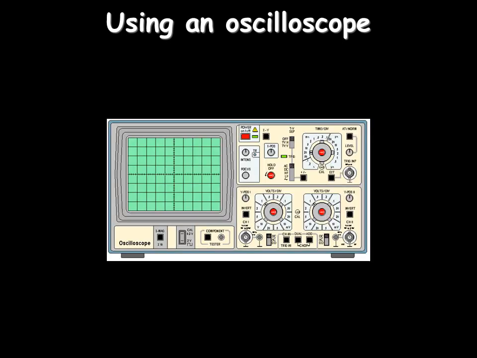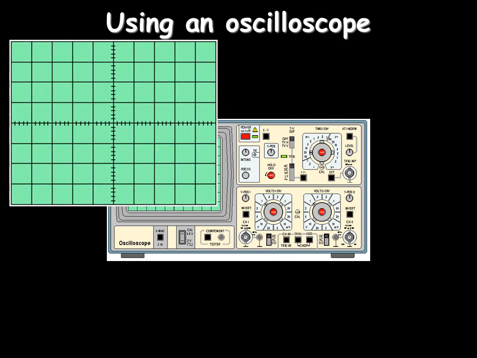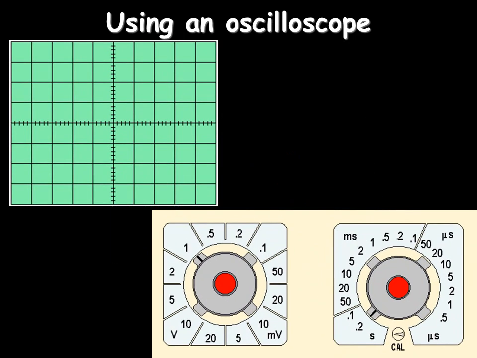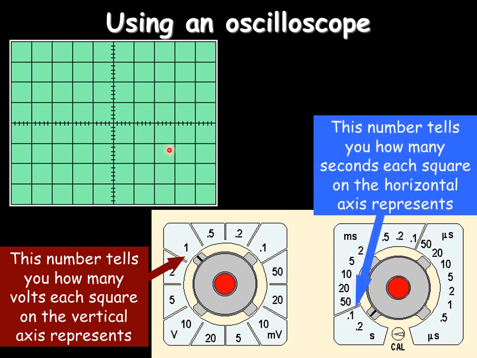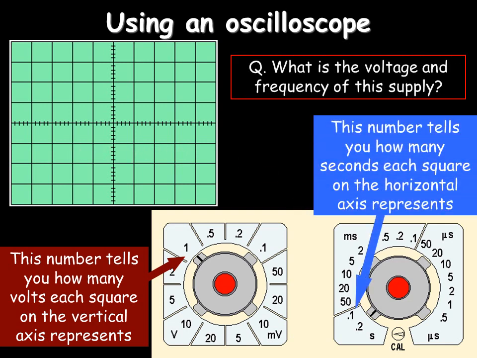If you want to analyze and look at AC, you can use an oscilloscope. An oscilloscope screen looks like this, and you have two settings. The first setting tells you what the voltage is, and that's the vertical, how high it goes. The higher it goes, the more voltage it is. And the second setting tells you the time. So if I plot a graph like this showing the AC, what is the voltage and frequency of this supply? So you count the squares up.